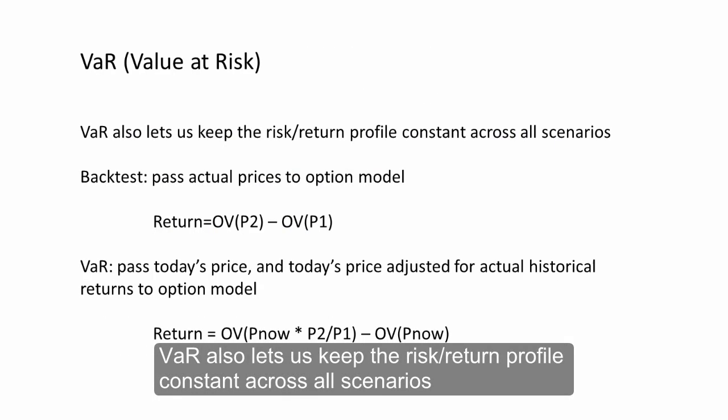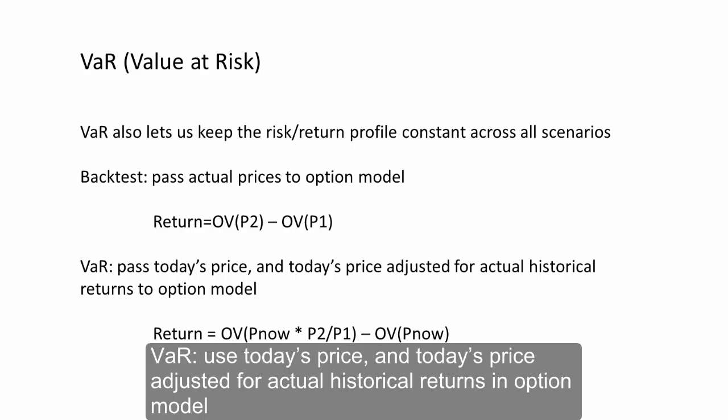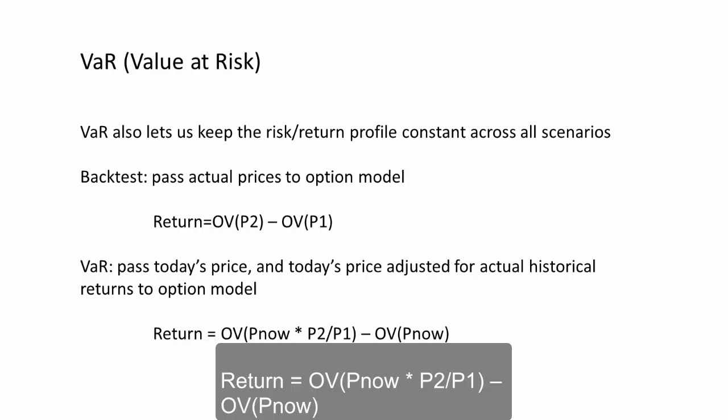VAR, value at risk. VAR also lets us keep the risk-return profile constant across all scenarios. In a backtest, we use actual prices in the option model. In other words, the return over a given period is the option value using price 2 minus the option value using price 1. For VAR, we use today's price and today's price adjusted for actual historical returns in the option model. So the return is the option value using today's price times the ratio of P2 over P1 minus the option value using today's price.